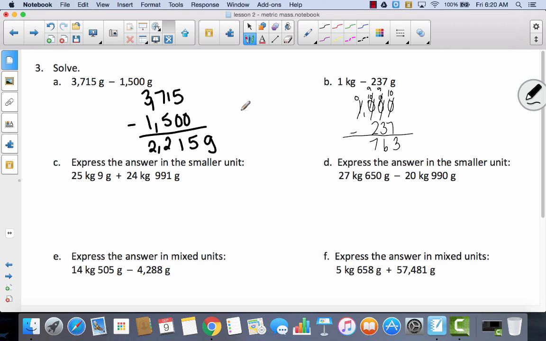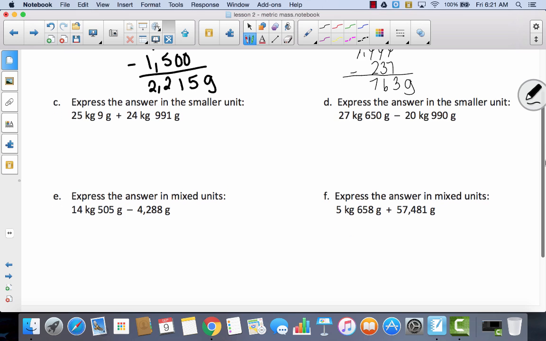Okay, so let's take a look at the difference that we found when we subtracted. You can see that I was not ready to subtract in the ones place. So I had to go all the way to the thousands and decompose 1,000. That became 10 hundreds. I decomposed 100. That became 10 tens. And I decomposed a 10, and that became 10 ones. And that gave me a difference of 763 grams. If you didn't get this answer, I want you to see where you made your mistake, and then I want you to fix it.